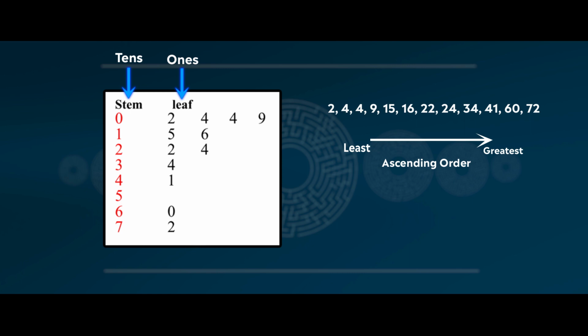Now you can see that the stem 5 is empty. What does that mean? That means that there is no number in the 50s in this data. So that's why it is empty. You can see that there is 0 in the 6 tens. That means that there is one number in the 60s, and that is 60. Alright, so this is the information that you can get from this stem and leaf plot.